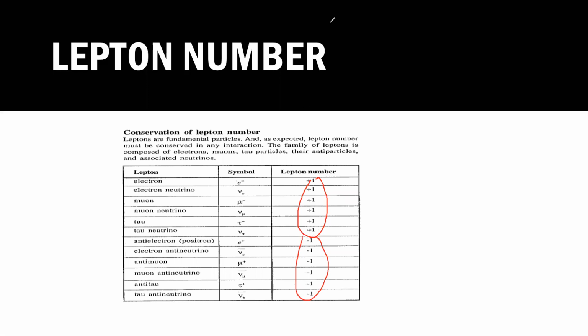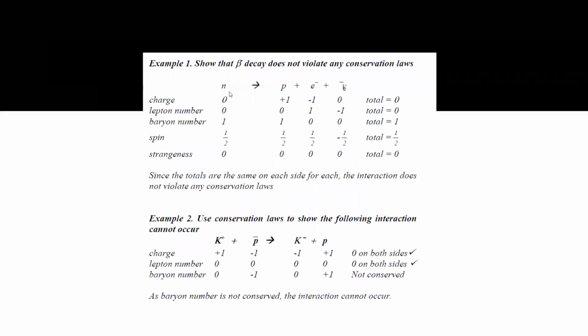Now we'll discuss some interactions. For example, the first figure shows a beta decay, a negative beta decay. First we check the charge, because the charge should be conserved, lepton number should be conserved, baryon number should be conserved, spin should be conserved, and strangeness also should be conserved. So a neutron gives a proton, an electron and an anti-electron neutrino.